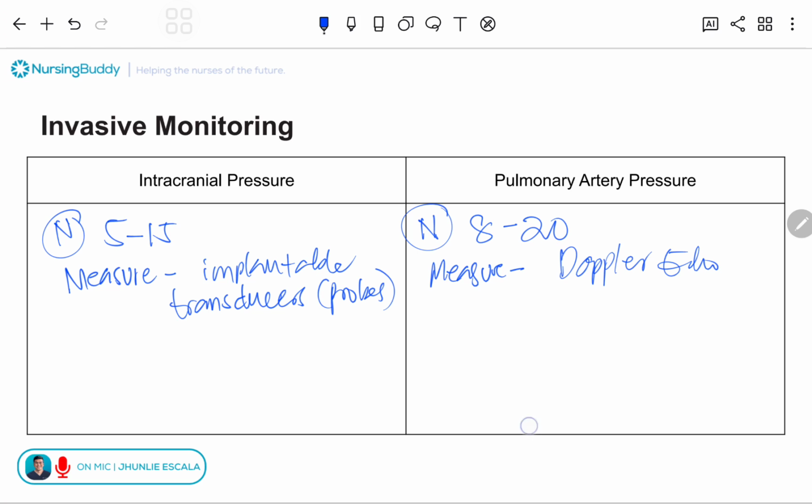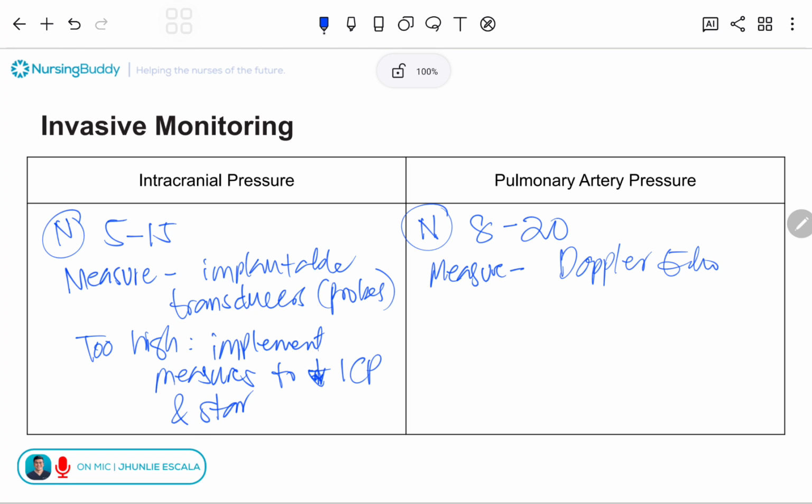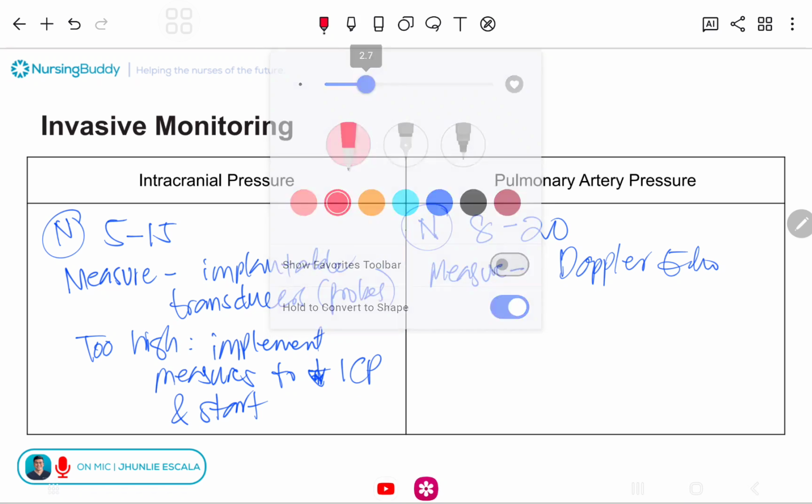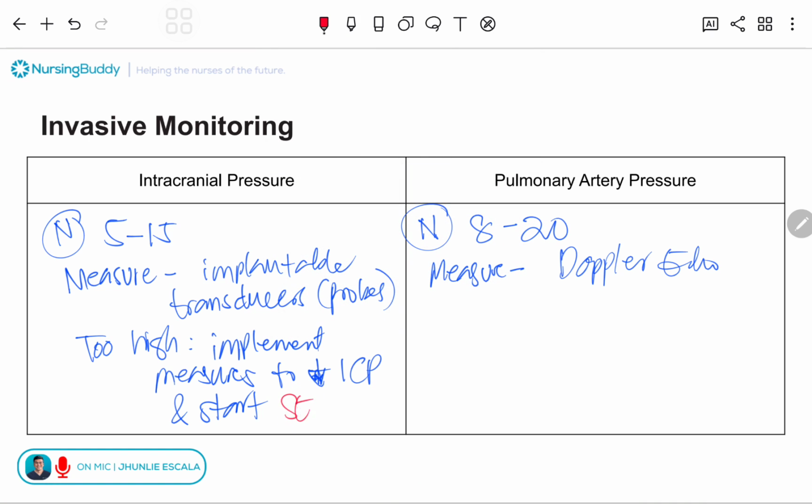So, kapag too high po ang ating pong intracranial pressure, what does this indicate? Okay, we need to implement measures to decrease the ICP. And start what do you want to start? Big word for your ICP, seizure precautions. So, tandaan po natin yan, kapatid. Okay? Seizure precautions. So, big word there, kapatid.